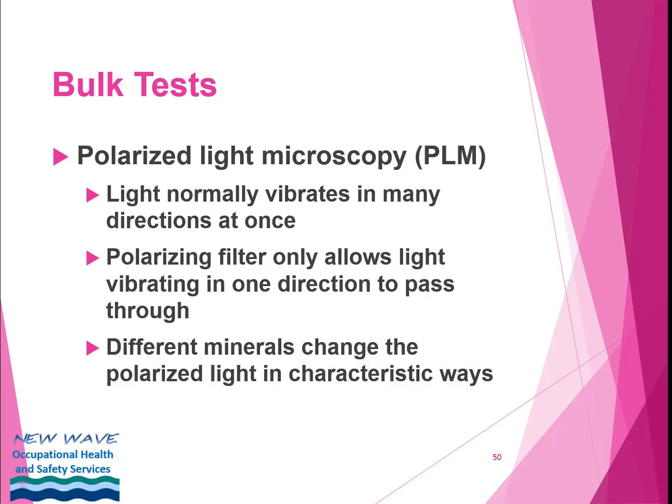The most common test to see if a material contains asbestos is polarized light microscopy, or PLM. This technique takes advantage of the fact that, while light normally vibrates in many directions, light that has passed through a polarized filter vibrates in only one. When this one-directional light is shone through samples, the minerals in the sample change the light in characteristic ways. Through these ways, the technician can identify the minerals, including any asbestos.